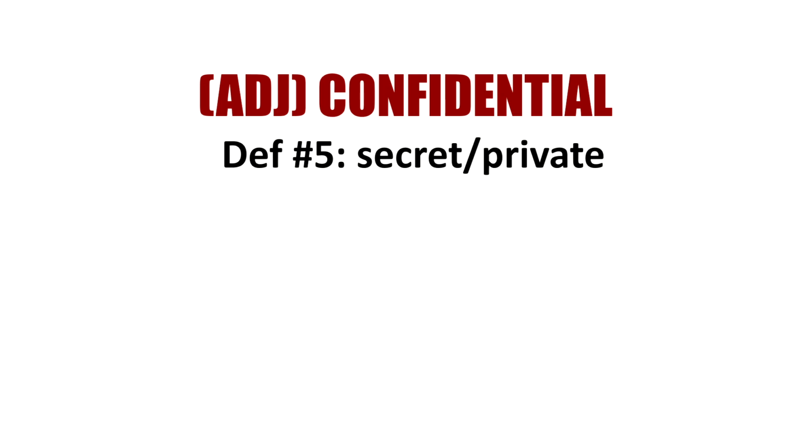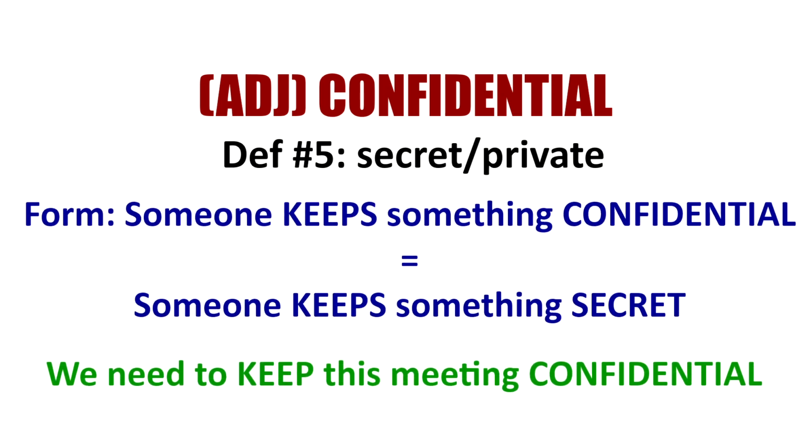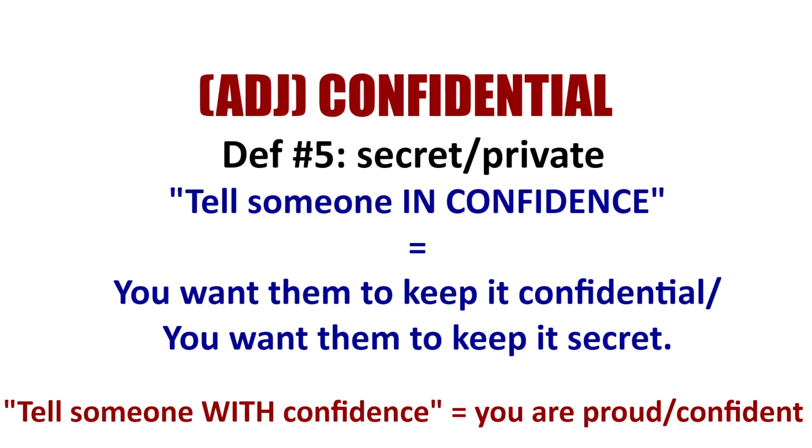A common collocation is to keep something confidential. So we need to keep this meeting secret. We need to keep this meeting confidential. And a little note, if you tell someone that what you tell them is confidential, you told them in confidence. So if you tell someone in confidence, you're saying this is a secret. If you tell someone with confidence, that means you are being a very confident person.